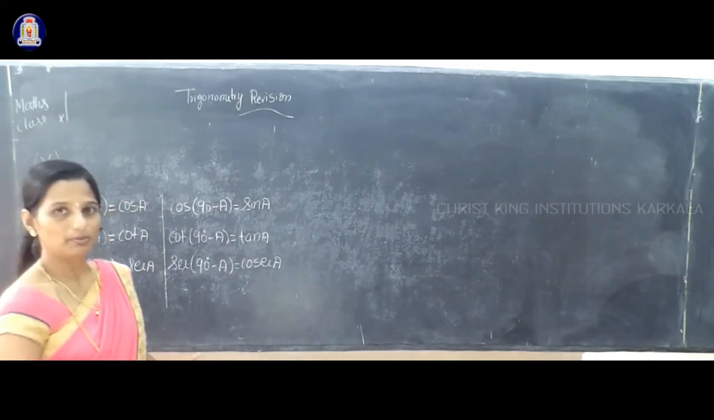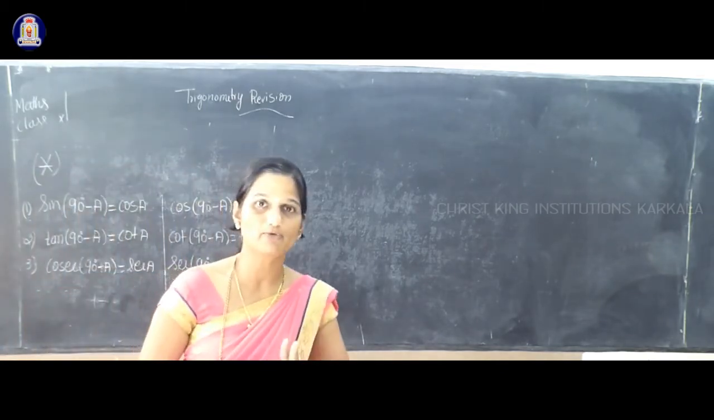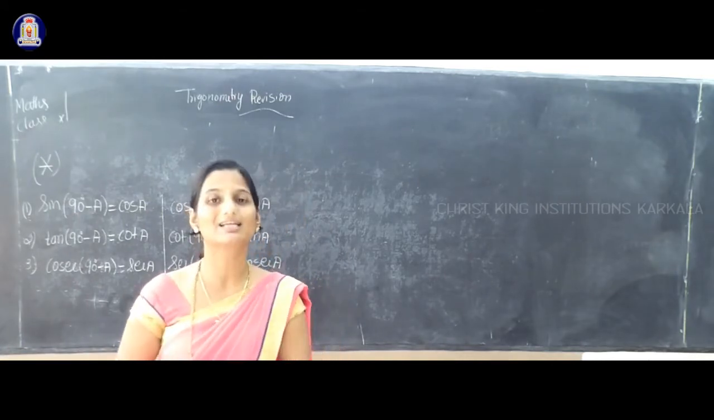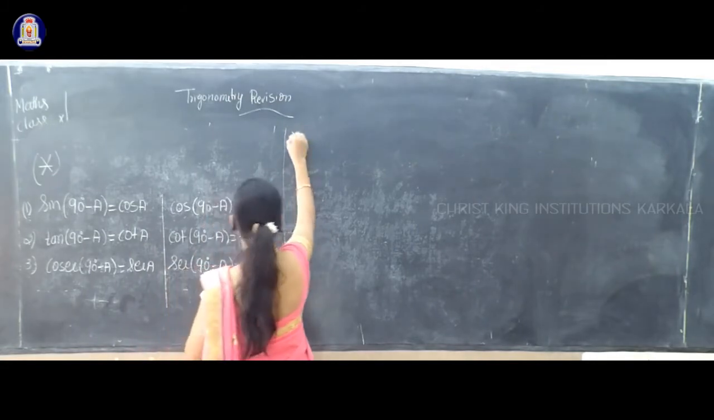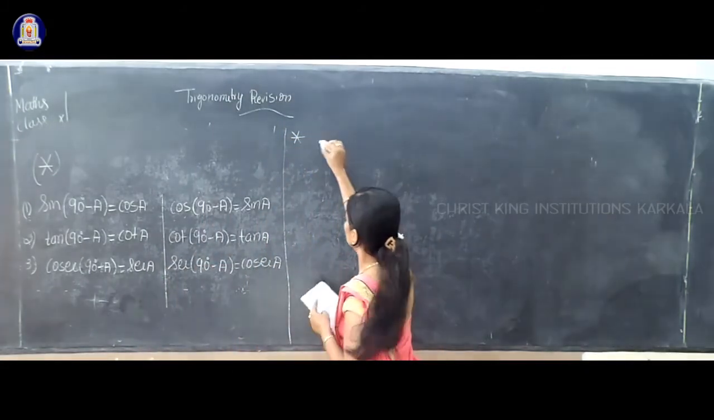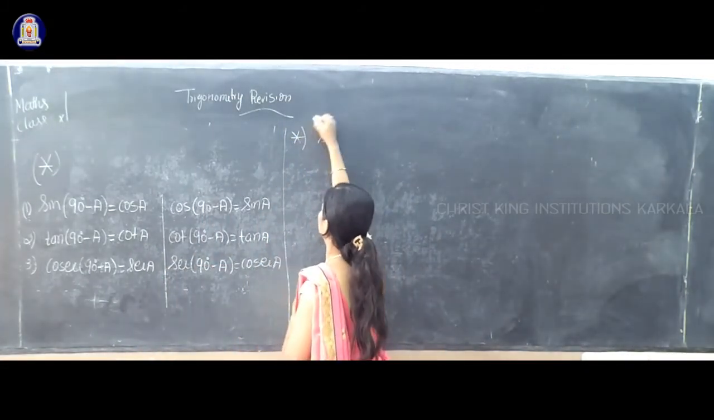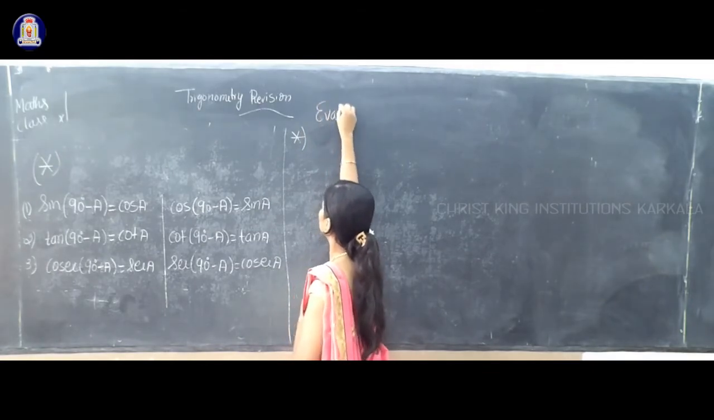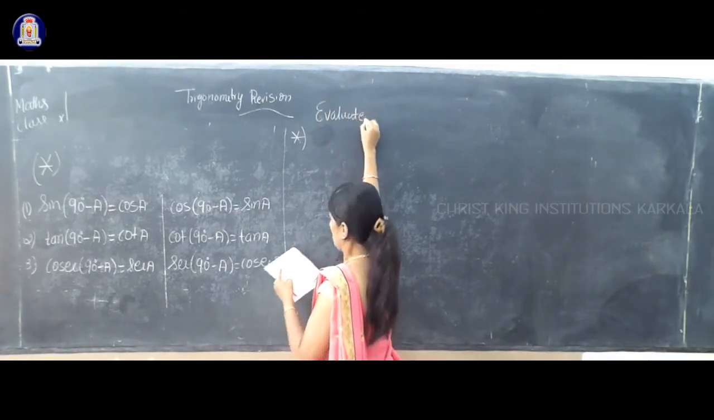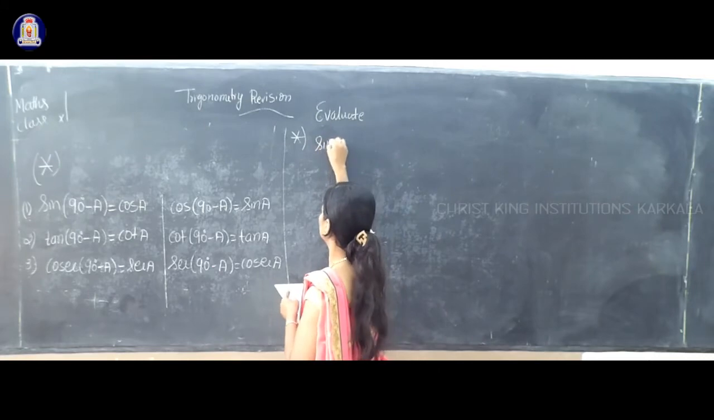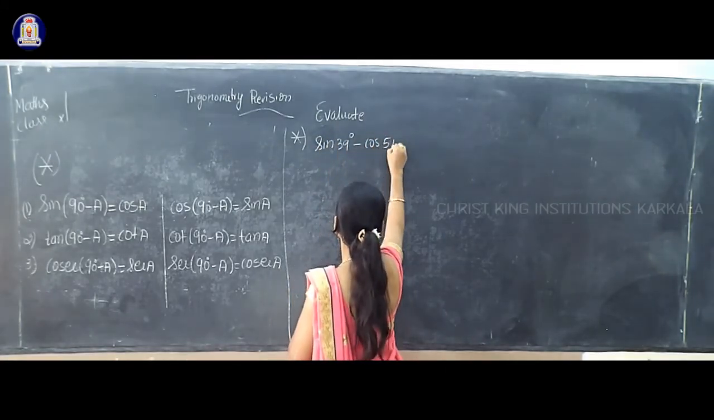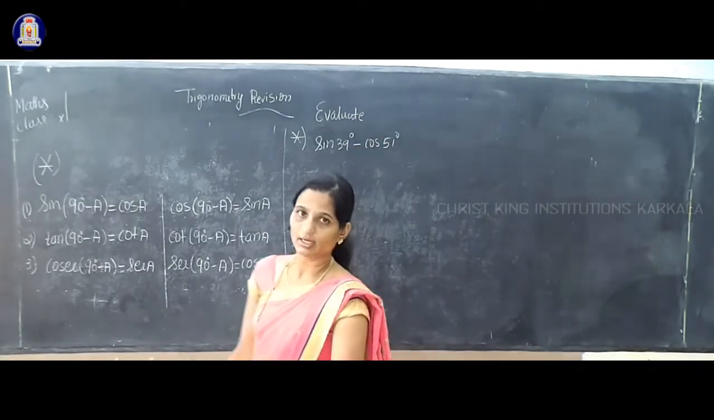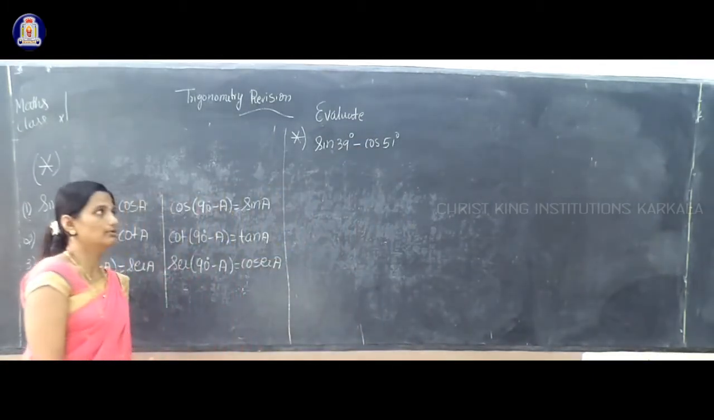So what do you mean by complementary angle? Already you know, if the sum of two angles is equal to 90 degree, then those angles are called complementary angles. Now we will see some problems related to this. First question, evaluate the following: sin 39 degree minus cos 51 degree.